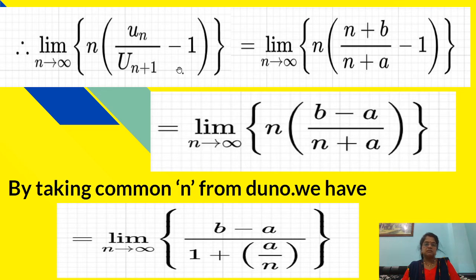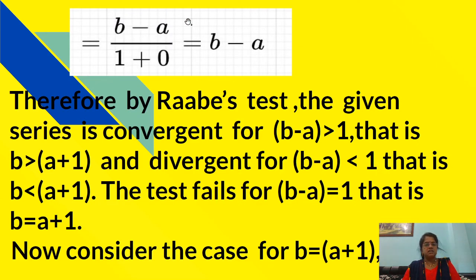upon un plus 1 minus 1 is equal to limit n tends to infinity n into bracket b minus a upon n plus a. Now by taking common n from the denominator, we have limit n tends to infinity b minus a divided by 1 plus a upon n. Now when n tends to infinity, a upon n tends to 0, and therefore we will get b minus a divided by 1 plus a, which is equal to b minus a.